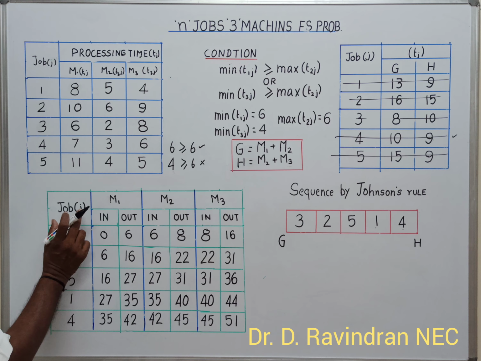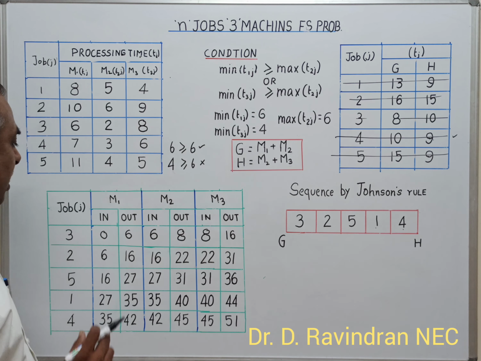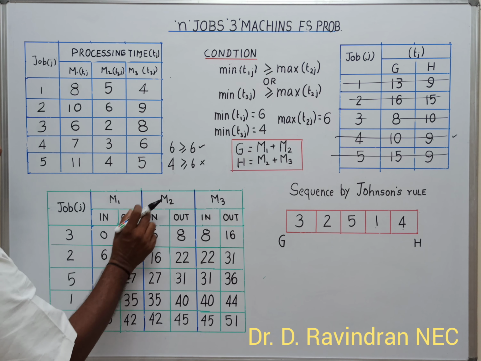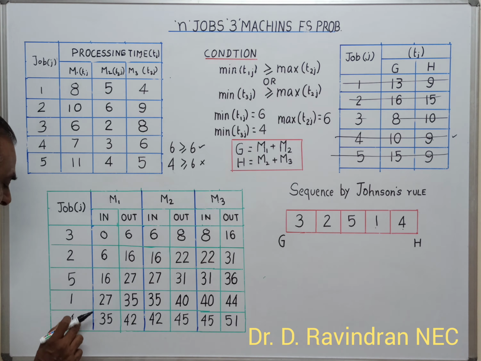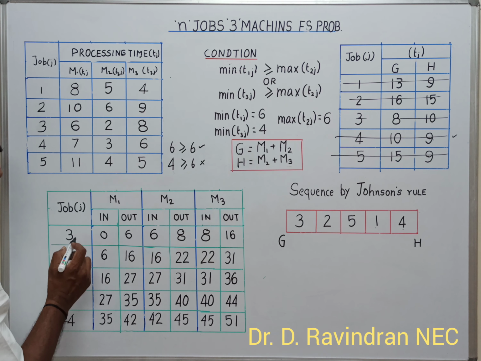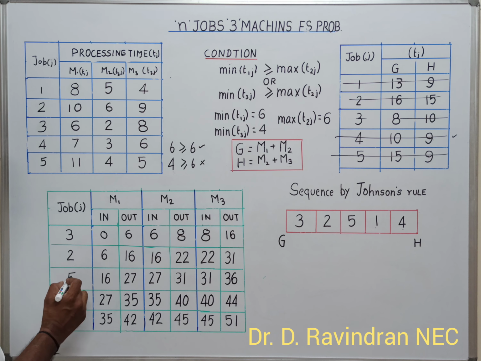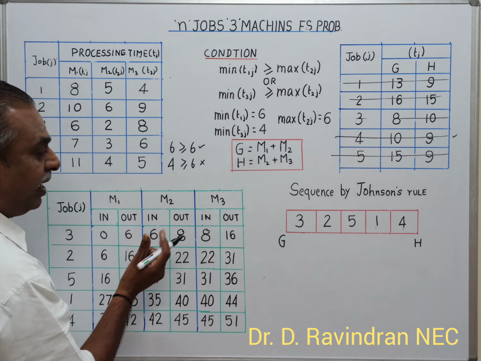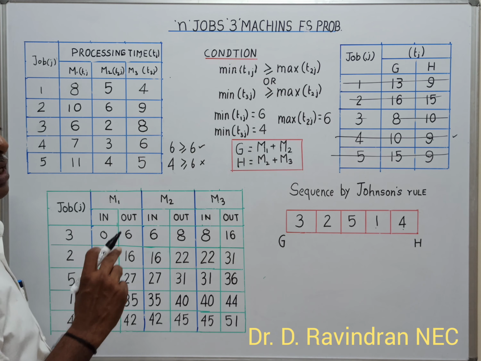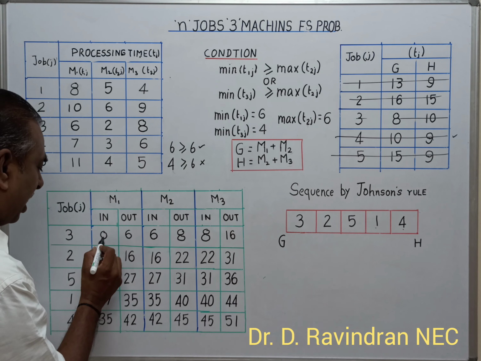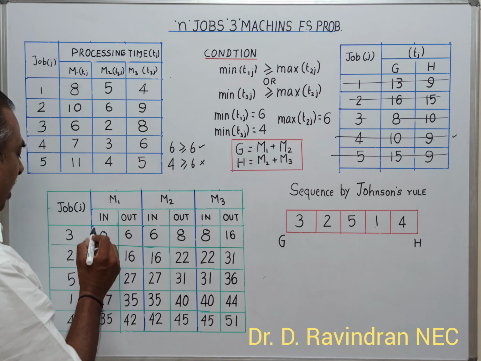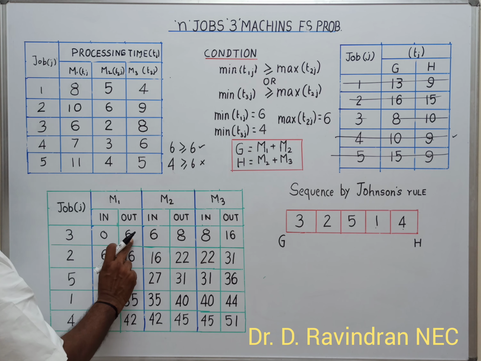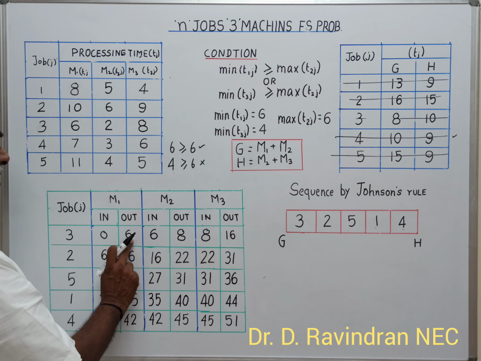Now for this sequence, we are going to find the schedule. Now you can prepare a table like this for machine 1, machine 2, machine 3 and in time, out time for each machine. Now we fill in this job sequence as per Johnson's rule: first the third job, second job, fifth job, first job and fourth job. So for the third job, just like the process I explained in the n jobs 2 machines problem, we can start here with processing time 0 and then the third job has 6 hours of processing time. So 0 plus 6 is 6, the out time for job 3 in machine 1.